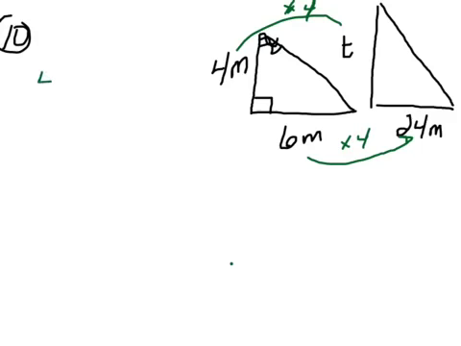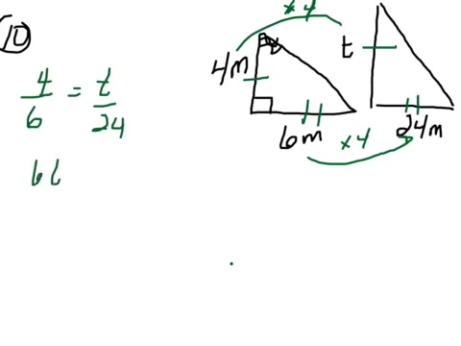I could set it up like 4 over 6 equal T over 24, just matching up the sides. Just remember, you've got to set your proportions up the same way. If I'm going to put 4 over 6, I need to put T over 24 to match these up. You'd get 6T would be 4 times 24, and then you would just solve for T. Anyway, I'll just leave that for you to do.